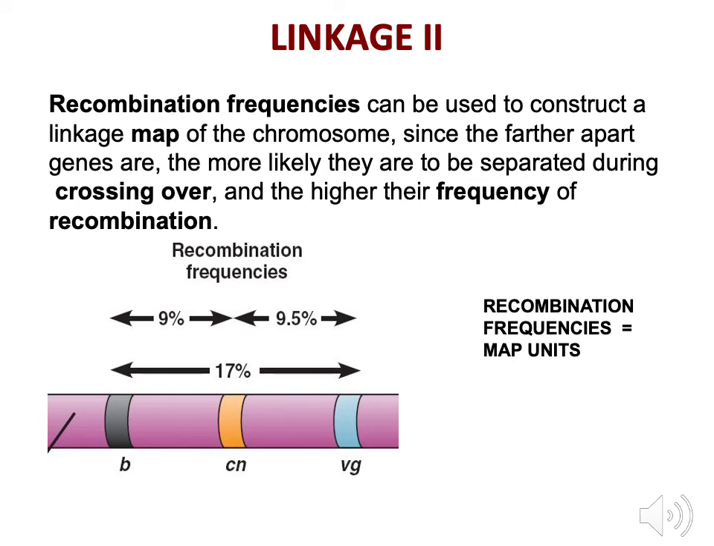But let's take a look at allele B and allele VG. They're further apart from each other, and you'll see all of a sudden their recombination frequency is 17%. There's an increased likelihood they're going to separate because they are further apart. So in the language of genetics, recombination frequencies are sometimes also referred to as map units, and they have been used as a way of locating the specific place of genes on a particular chromosome, what we call loci.